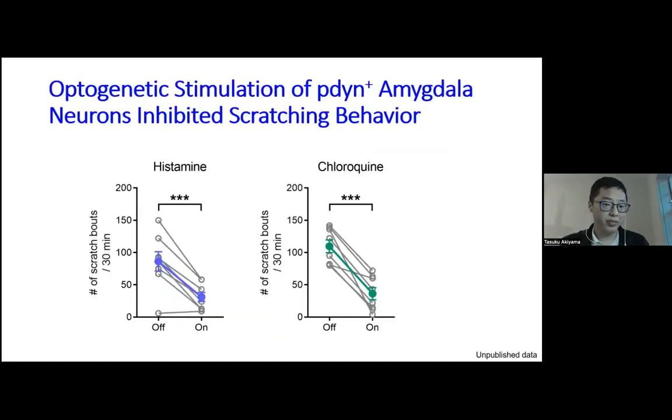And then we use the itch test. In this case, we use the histamine and chloroquine to induce the itch. By injecting the histamine, we can induce the scratching, and then this scratching was inhibited by delivering the red light to the amygdala, by activating the PDYN positive neurons. And then similarly, the chloroquine-evoked scratching was also inhibited by the red light.